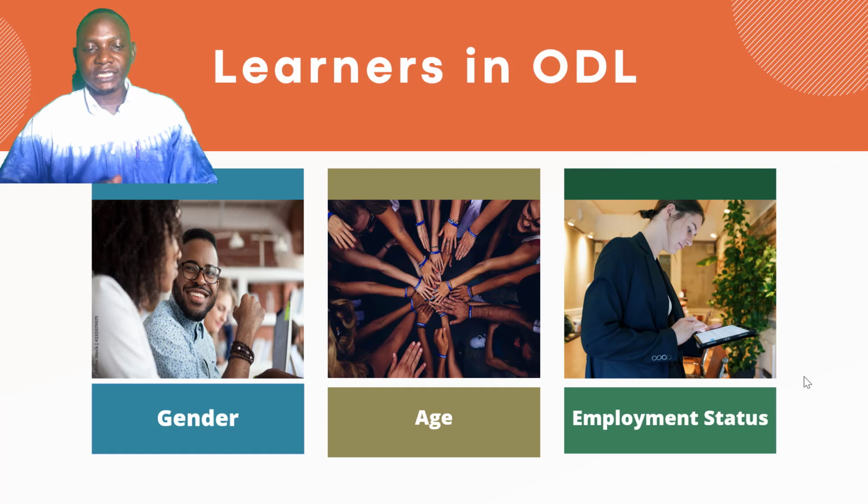The first one is gender. Yes, we have both male and female. But one thing you should take note of is that we have observed over time that sometimes one gender is dominant over the other. For example, at LAUTECH Open and Distance Learning today, the nurses are more female than male. I hope you understand now. So sometimes the gender distribution is not fairly distributed. It is biased towards one gender compared to the other.